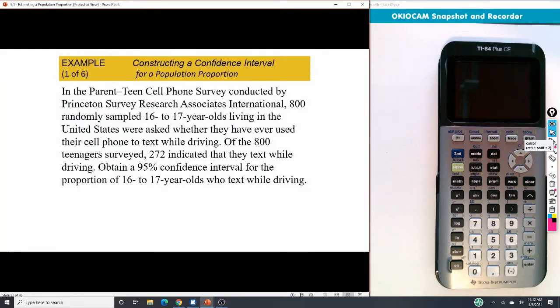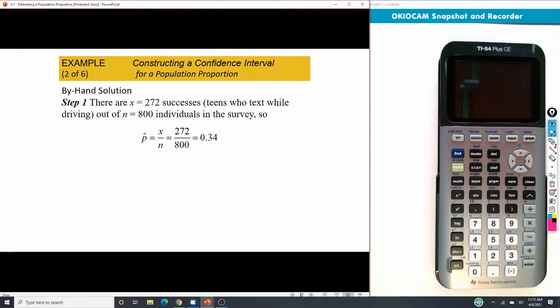All right, so let's look at how we can do this. Now, the first one, they do it by hand. They say here that we have 800 selected in our sample. Of the 800, 272 indicated they text while driving. So that's kind of our big number there for those pieces. We want a 95% confidence interval for this proportion. Okay, so what is going to be our upper and lower bounds here?